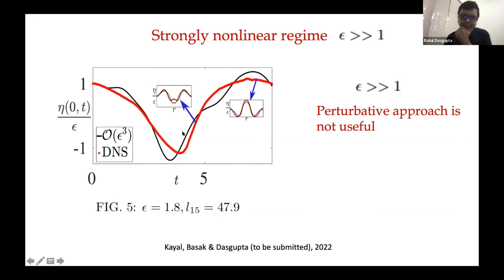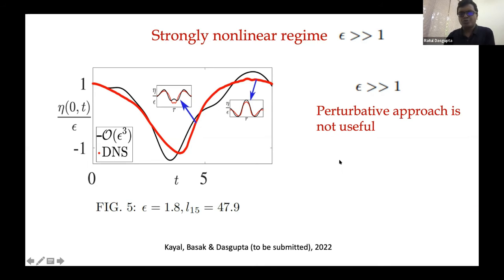In this problem, just for illustration, I've shown what happens. If you push epsilon much beyond 1.8, let's say, then we do start getting sharp jets and sharp dimples, but this weakly nonlinear approach does not do a very good job at capturing it quantitatively. So the perturbative approach is not useful here. And so we have been thinking about whether there is something useful that we can say about this regime where epsilon is much greater than 1, particularly because the perturbation approach is not of much use in this regime.